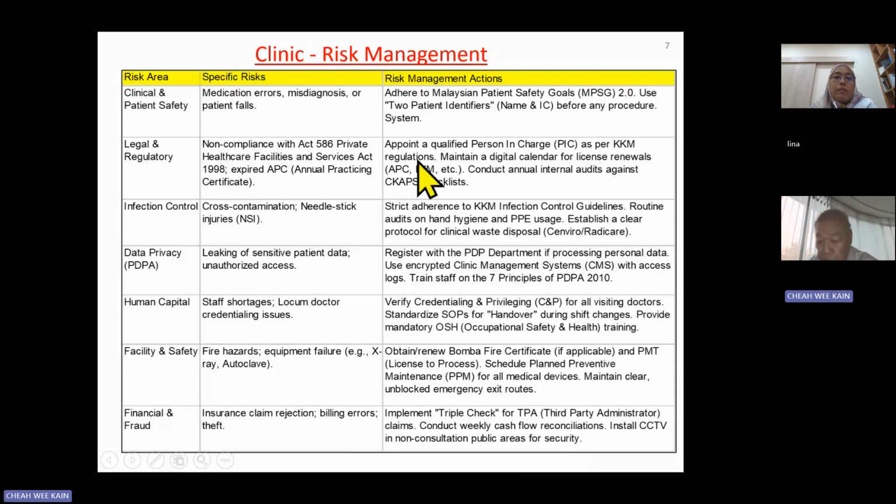Okay, so this is the clinic risk management. You should be thinking about doing it now. In fact, risk management, you should always review at least once a year.